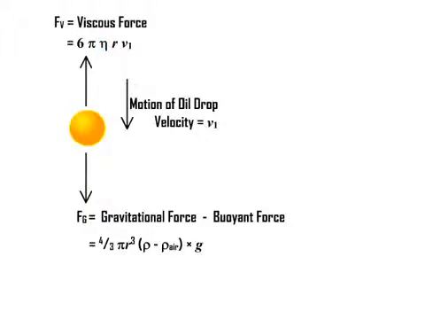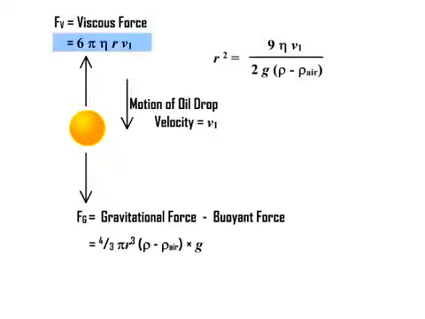When the oil drop falls with constant velocity, there should be no net force acting on it. So these two forces are equal to each other. That is, 4/3 pi r cube (rho minus rho air) into g equals 6 pi eta r v1, or r square equals 9 eta v1 divided by 2g (rho minus rho air). Thus r is calculated if v1 is known, and accordingly Fg can be calculated from this equation.